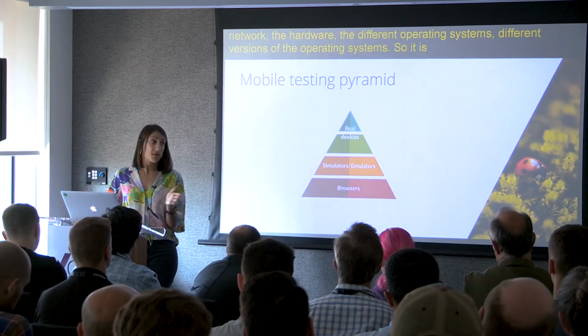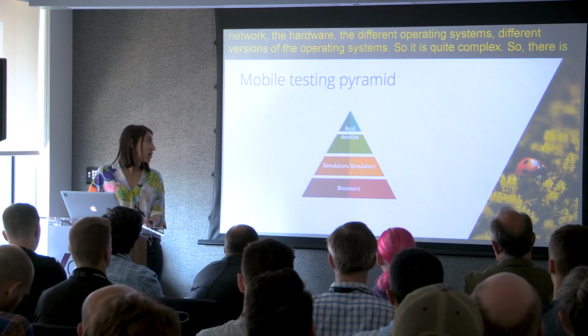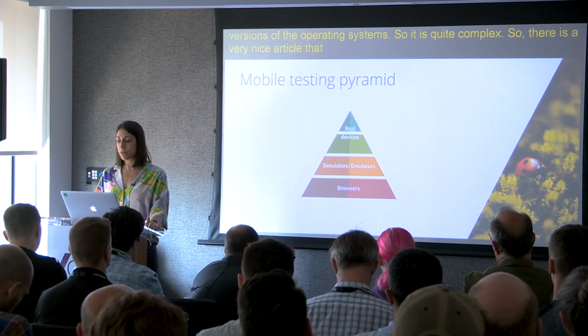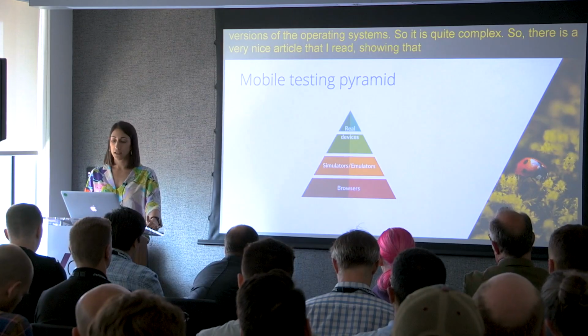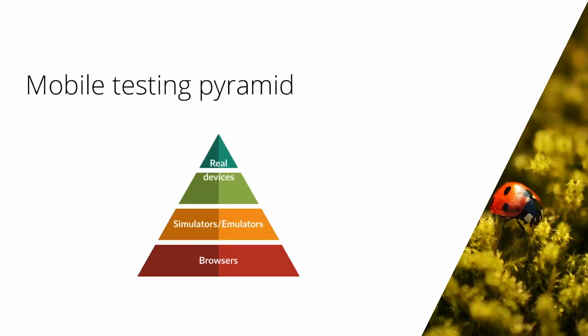There is a very nice article that I read which showed this testing pyramid, and which states that the mobile testing pyramid should have 3 levels. At the bottom we have browsers, of course simulating a mobile device. These are going to be the faster tests. Then in the next level we have simulators. And at the top of the pyramid we have real devices. These are going to be the most painful tests. That's why real devices are at the top of the pyramid.